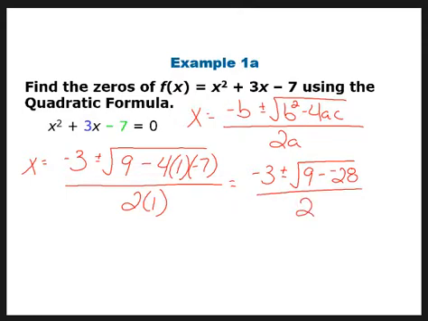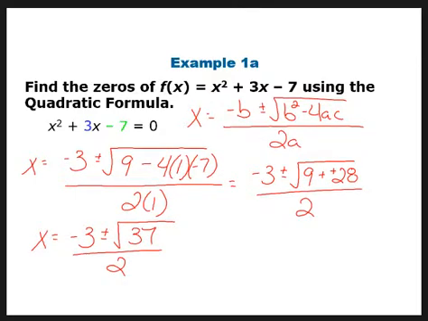Now because I have a negative and a negative together, I'm going to change those to a positive. So if I come down here and write what I now have, 3 plus or minus the square root of, what, 37, over 2. All right, because 9 plus 28 is 37.